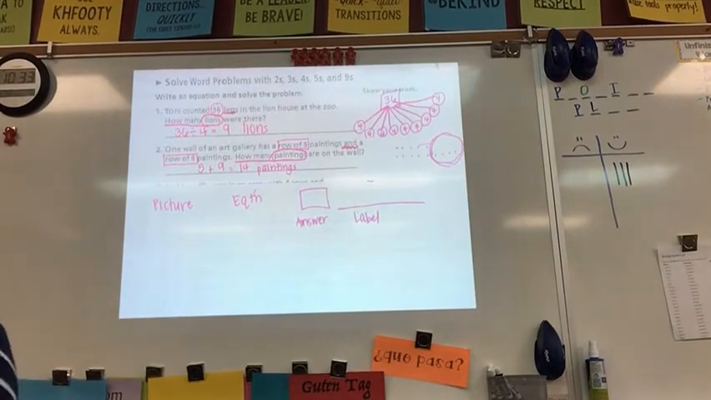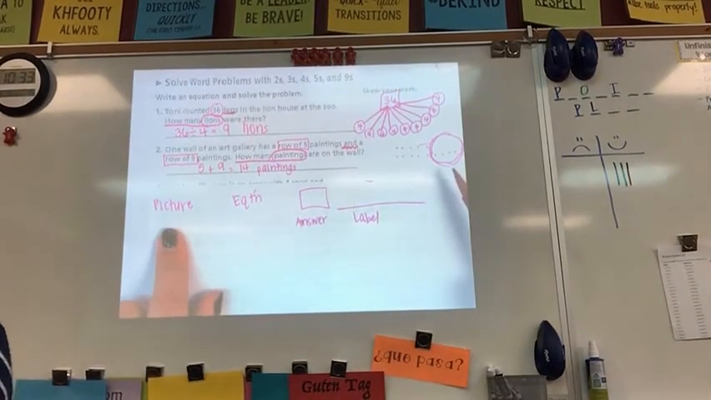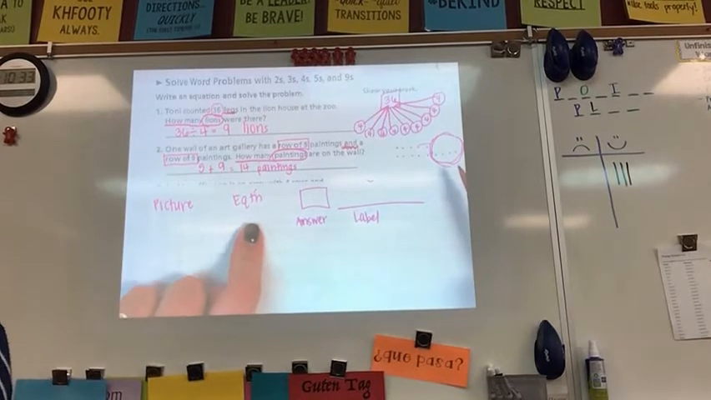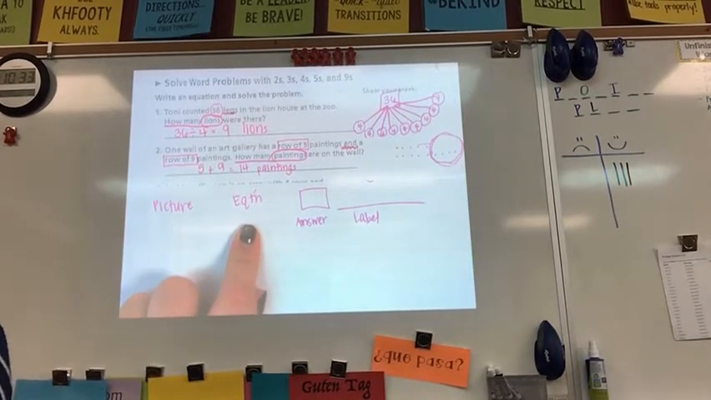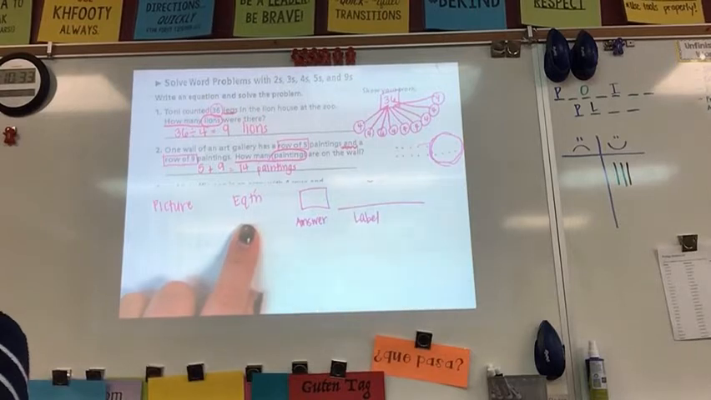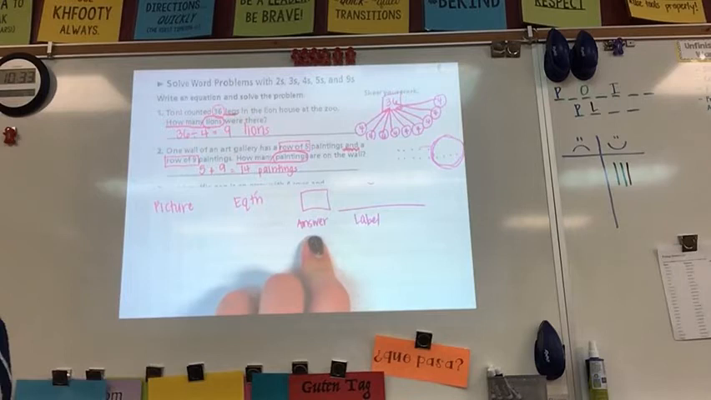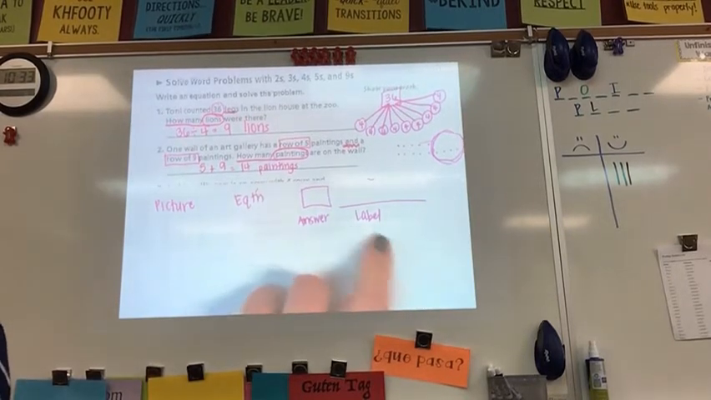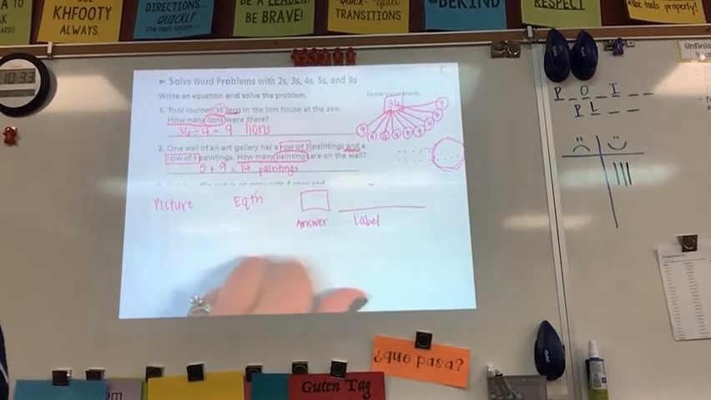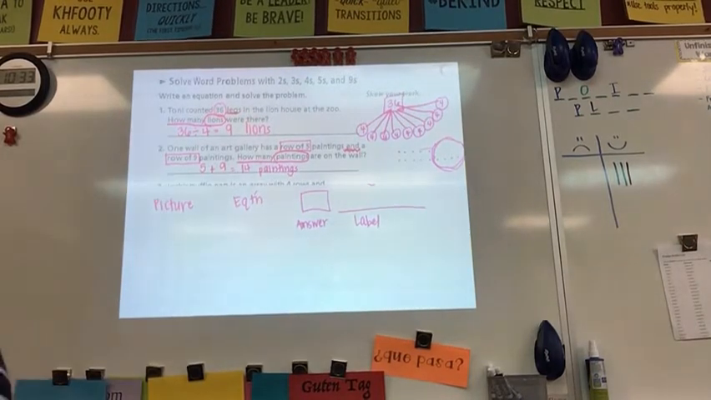Now I did not do this on my last one, but when I check for reasonableness, I'm also making sure. Did we draw a picture? Yes. Did we write an equation? Yes. Do we have an answer? Yes. Did we put a label on it? Yes. Are we ready to move on? Yes. You bet. Erase.